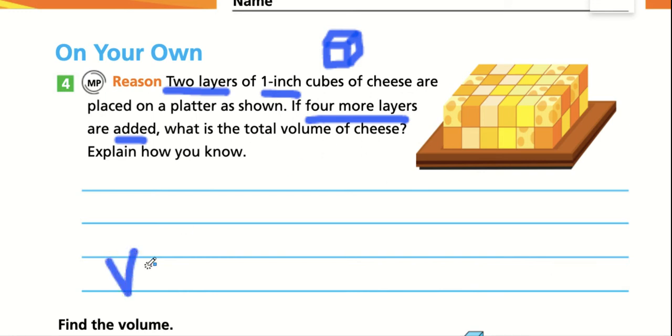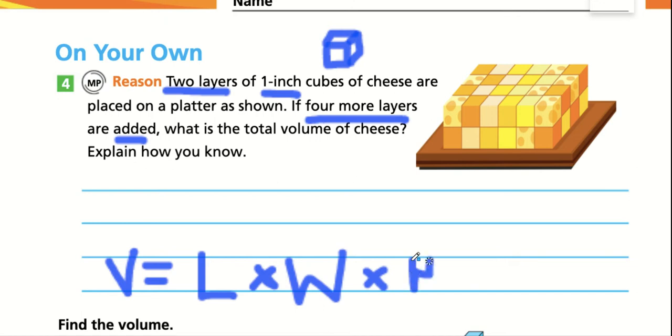Remember, to get volume, we have to do the length times the width times the height. This part right here is my length. This part right here is my width. And my height is this part right here. Anything that's going up is my height. Right now, my height looks like it's 2, so that's 2 layers. It wants to know if I added 4 more, what would my volume be?